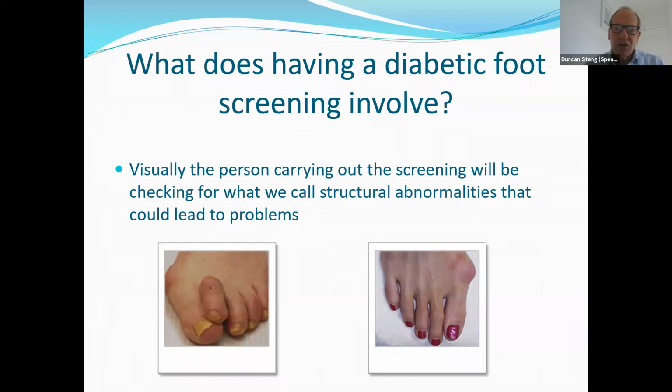Now you'll see the image on the left-hand side here. That's an overlying second toe, and that is very liable to get pressure from the top of footwear, and that could rub that toe and create a break in the skin which could lead to an ulcer. And the image on the right hand side, you'll see how this patient has a hallux valgus, or what we call a bunion. And yet again, that could lead to an area of pressure which could cause a break in the skin, which could cause you a problem.